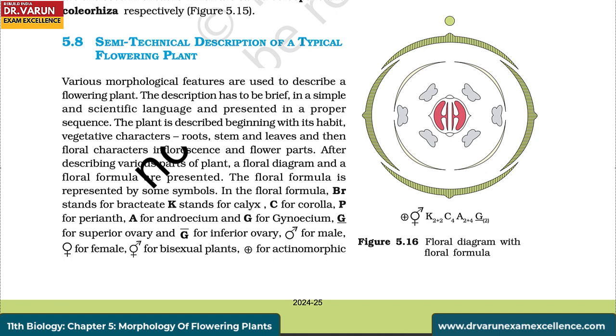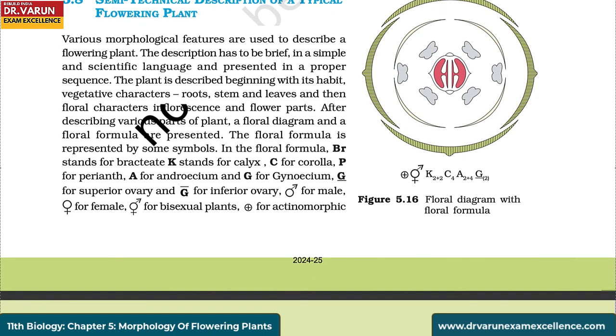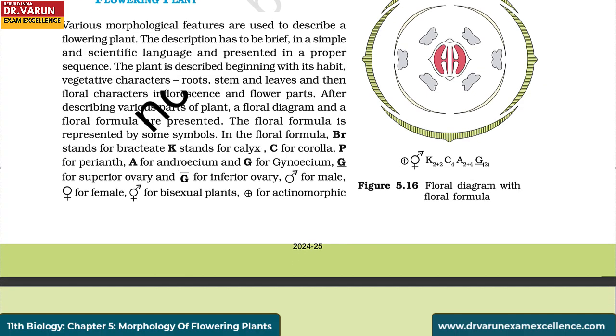Semi-technical description of a typical flowering plant. Various morphological features are used to describe a flowering plant. The description has to be brief, in a simple and scientific language, and presented in a proper sequence. The plant is described beginning with its habit, vegetative characters, that is roots, stem and leaves, and then floral characters, inflorescence and flower parts. After describing various parts of plant, a floral diagram and a floral formula are presented.